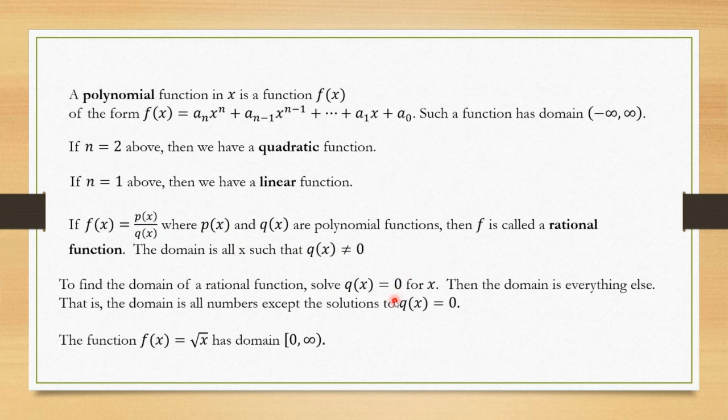I mean, we do it this way because it's generally easier to solve an equation than it is to solve an inequality. So let me say it again. To find the domain of a rational function, you set the denominator equal to 0, and you solve that for x. Right? So you have a polynomial equal to 0, and the domain will be everything else.